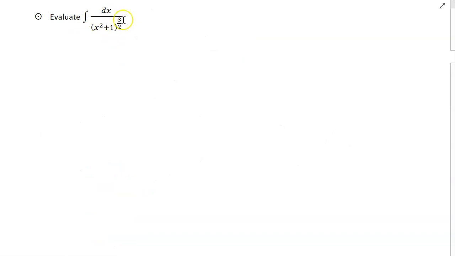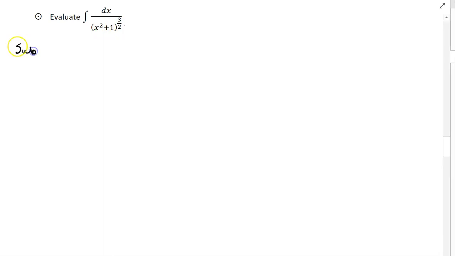This example is interesting because instead of having a square root, it has a rational power, but the concept is going to be the same because remember, 3/2 power is the same thing as saying a square root cubed. So we're going to make the same substitution based on the fact that we have a u squared plus a squared. So again, this is going to be a substitution using tangent.